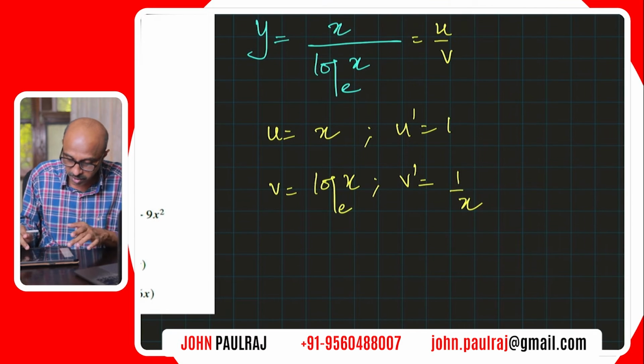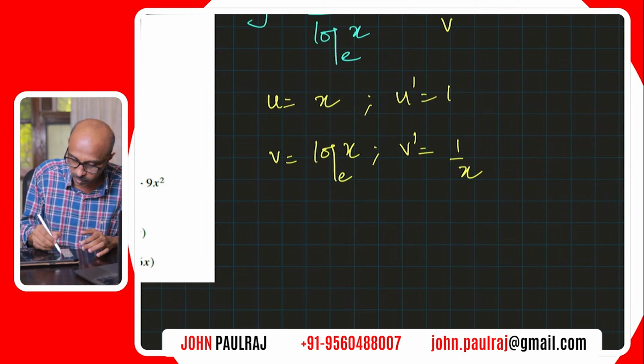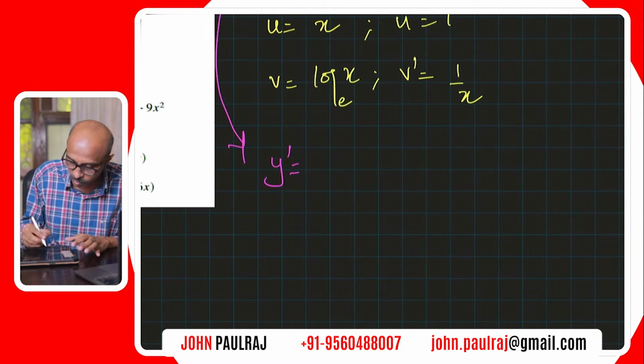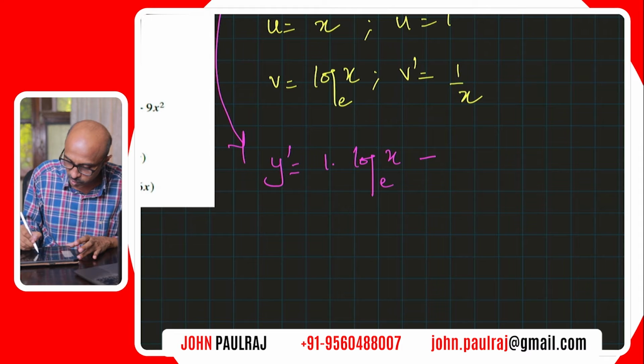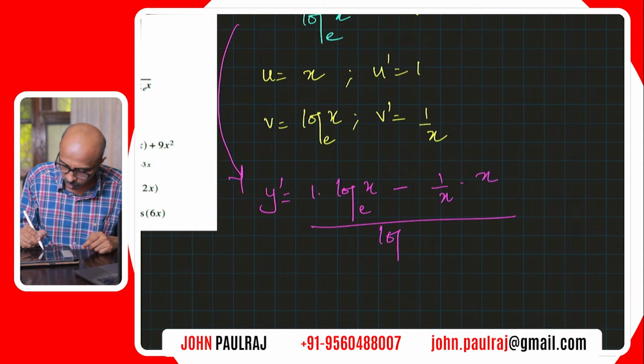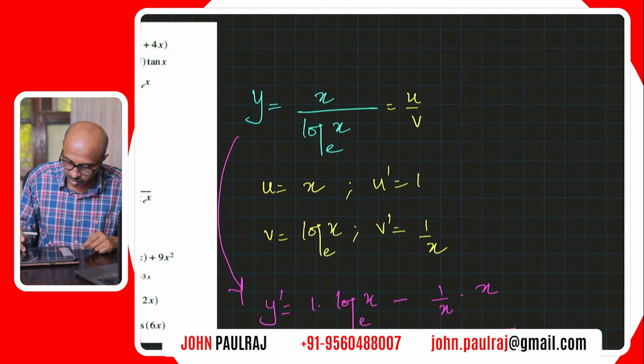So now it's about just putting it together into the formula for the quotient rule. As such, we'd get y prime as u prime times v, so that is 1 times log of x to the base e, minus v prime times u, so that's 1 over x times x, the whole thing divided by v squared, which is log of x to the base e. Remember, it's a square. v squared. So that would be the derivative.